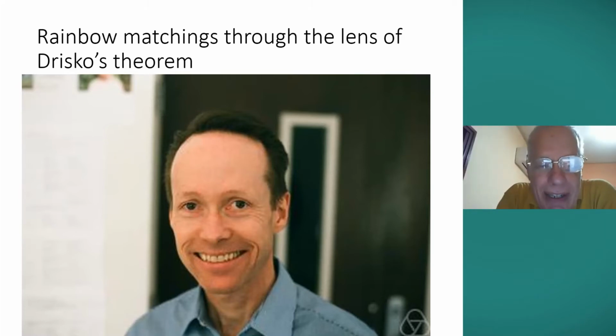Okay. So this is going to be mostly a survey talk on rainbow matchings. I hope it will contain something new for most of you, but basically it's a survey talk. And there is one theorem that can illustrate all facets, at least those that I'm going to speak about today, of rainbow sets, rainbow matchings. This is a theorem of Drisko from the 1980s, and it's a very simple theorem.